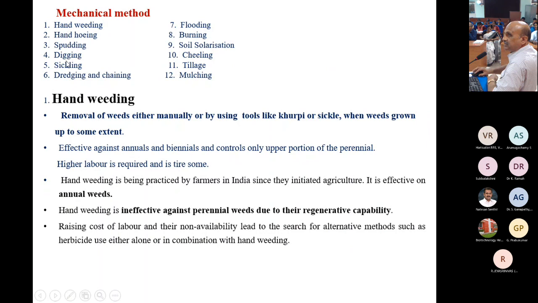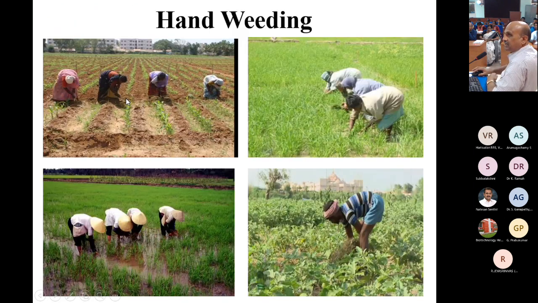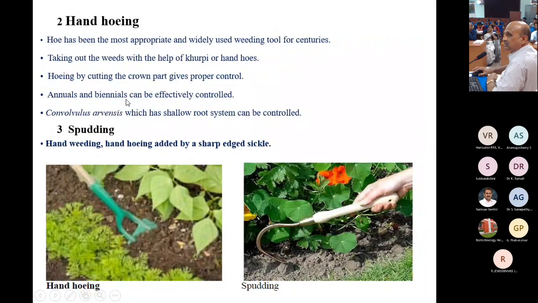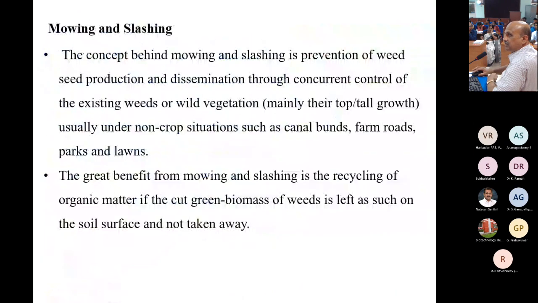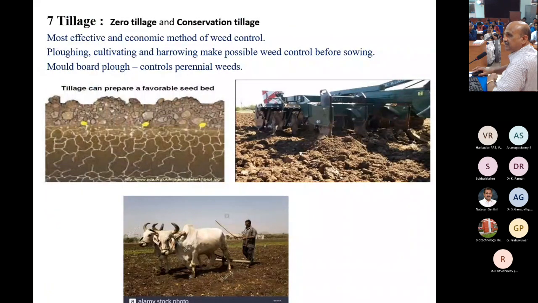And hand weeding, spudding, digging. So dredging and chaining, well, this is carried out in order to remove the weeds in aquatic ecosystem. So these are some photos. No need to give any explanation.